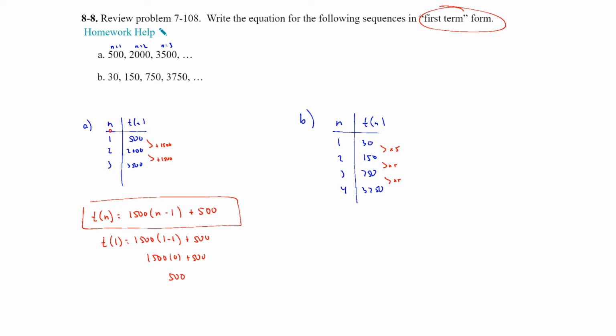Once again, we want to know what our t of n is. Remember, we want to use our first term, not term 0, so we want to use 30. And then we're multiplying it by 5, but I can't just raise it to the n power, because that would be 5 times 30. So that's where we do the n minus 1, and now when I plug in 1, I get 5 to the 0. And just remember that 5 raised to the 0 power is 1. So 30 times 1 is 30, and that's your first term form.